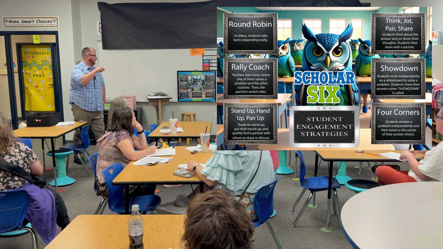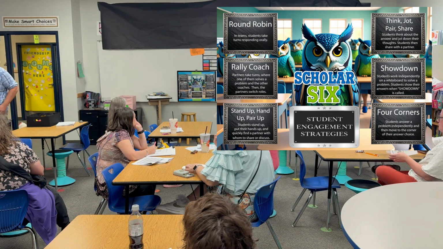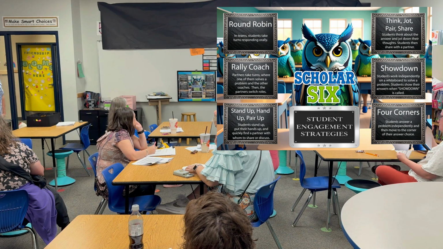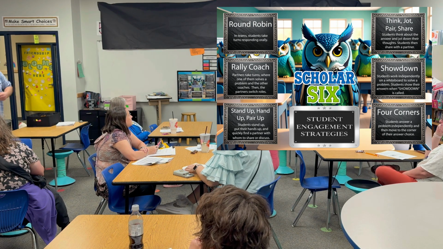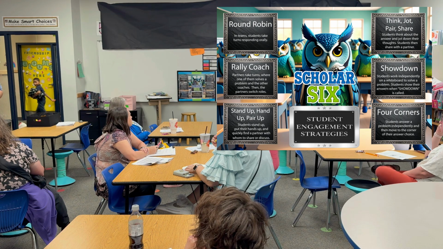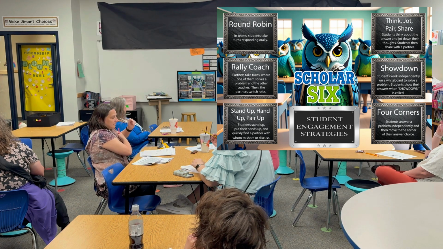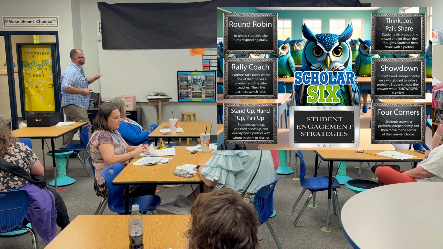So the first one there is round robin, which works best in table groups, where every person in the group takes a different turn to answer. They talk about it as a group, they come up with an answer as a group, and then person 1 shares, and then next time person 2 shares, and then next time person 3 shares. So everybody in the end eventually gets a chance to share.